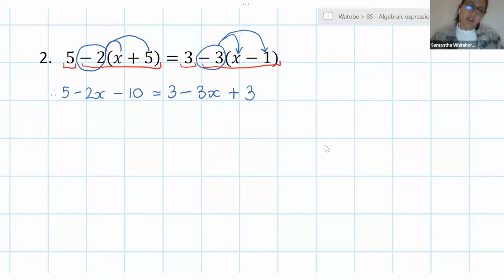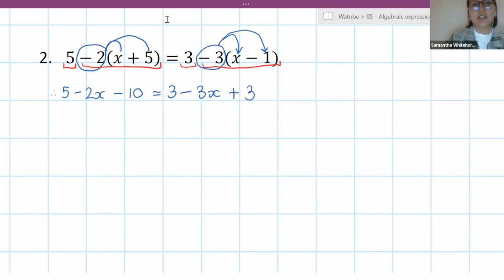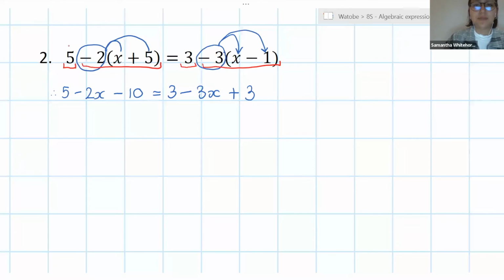So if we have a look, there's a couple of different things you can do from this point. What I actually see firstly is that I've got some like terms. On the left, the 5 and the negative 10 are like terms, leaving me the negative 2x. And then on the right, the positive 3 and the plus 3 are also like terms.